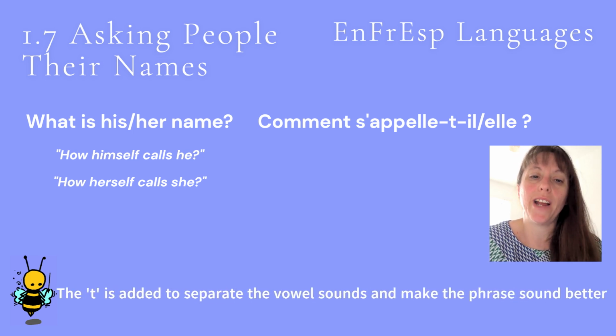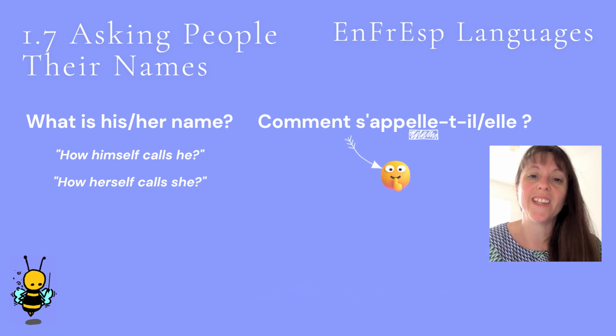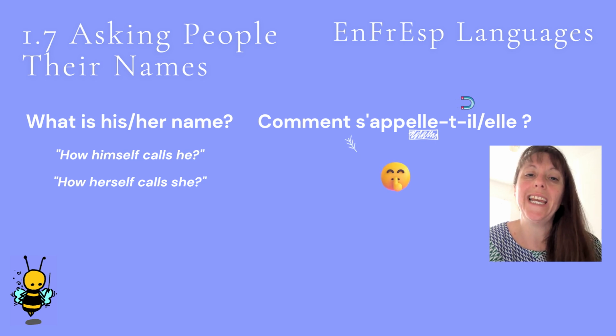Let's look at the pronunciation. The T is silent on comment. The double L make the E before them, say e. And the T is pulled to il or elle. Let's hear the two questions again. Comment s'appelle-t-il? Comment s'appelle-t-elle?